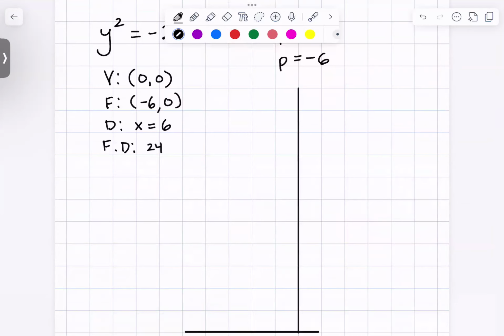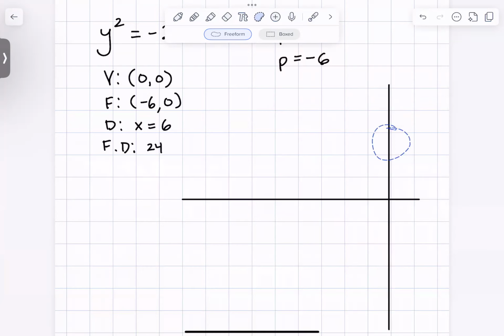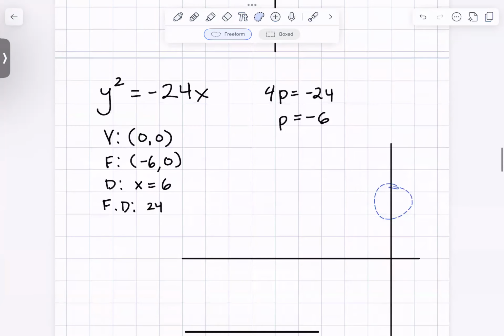So when I graph it, actually I'm going to move this line over to the left. Okay. So here my vertex is 0, 0.